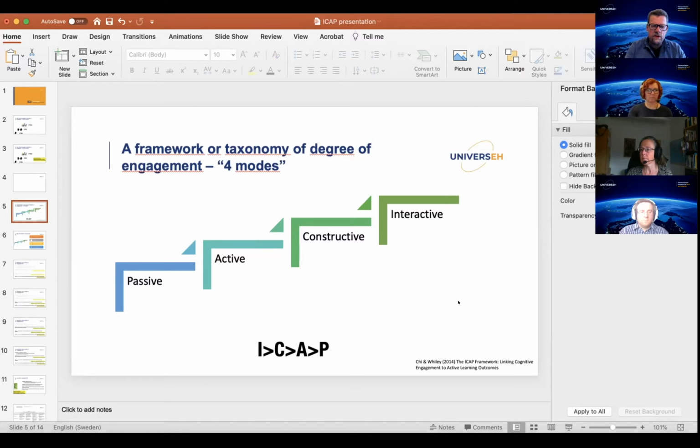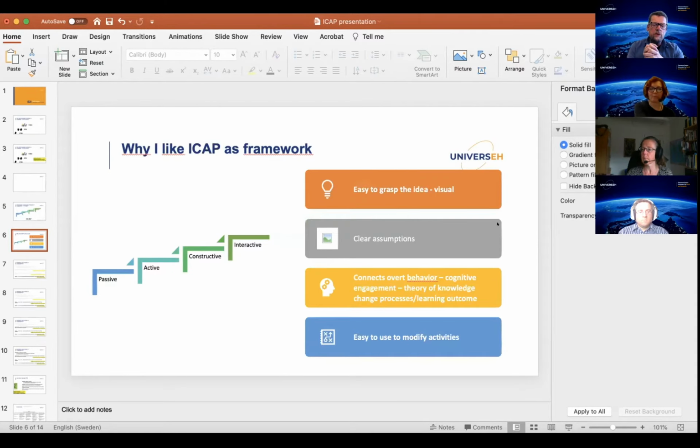But I will start by sharing why I like this model, what I think is the strong part. The first one is that it's quite easy to grasp the idea. It's quite visual. I have done that at conferences with a lot of people, just giving them the idea in 3 or 4 minutes. And a lot of people told me afterwards that this was the first time they made a first grasping of active learning, when I put them into these 4 modes.